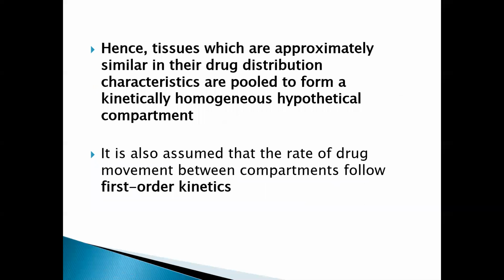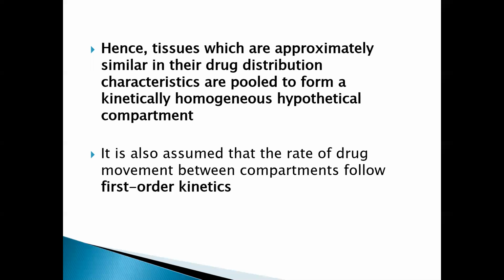So what we do is that tissues which have approximately similar drug distribution characteristics are pooled to form a kinetically homogeneous hypothetical compartment. What do you mean by that? For example, there are highly perfused tissues like the liver, lungs and kidney. Such tissues will be pooled together into a kinetically homogeneous hypothetical compartment.